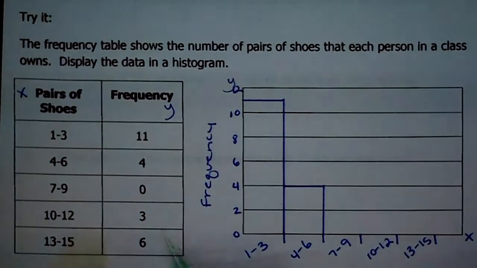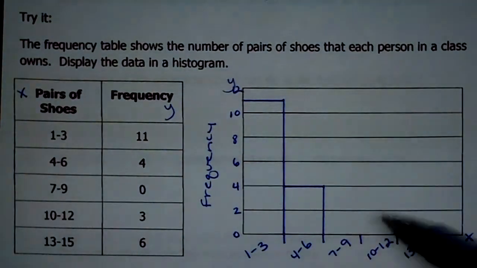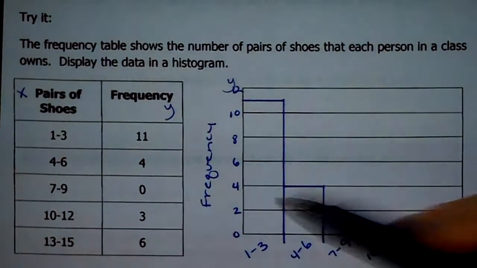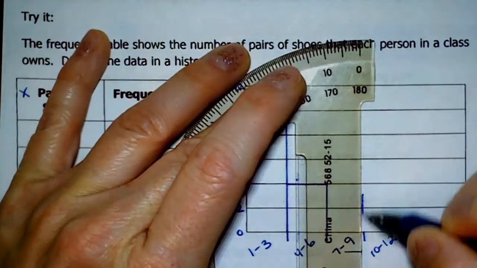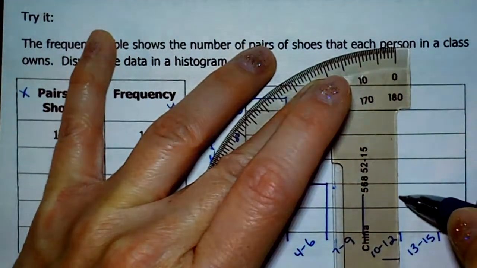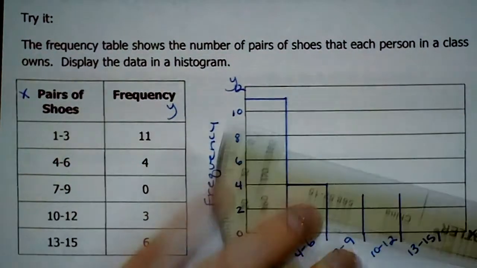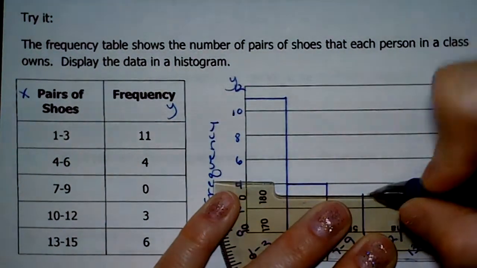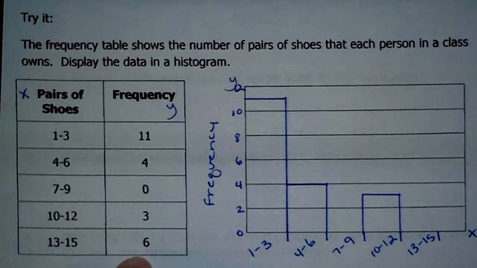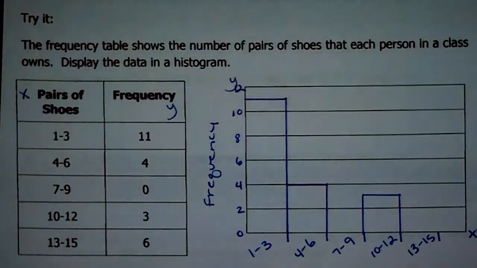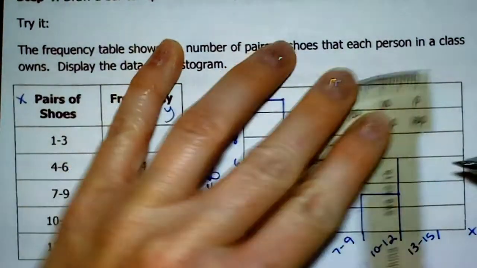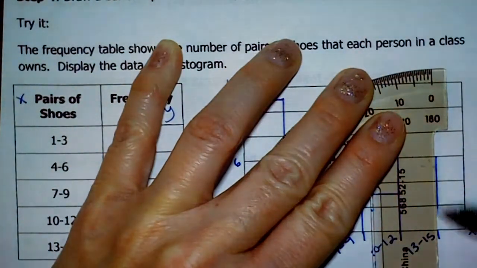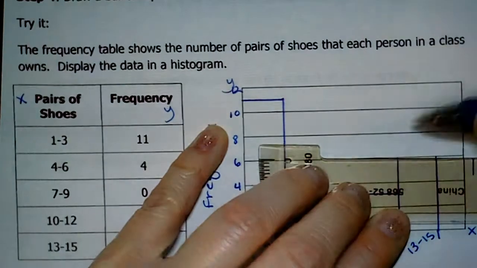The next one has 3, so this 10 to 12 has 3. That's halfway between the 2 and the 4. So when you get your ruler, you want to go halfway up between the 2 and the 4. I have to do it on both sides this time because the other column was a 0. And then in the 13 to 15 range, we have 6. So I need to go all the way up to 6 with this one. Draw the line across the top.